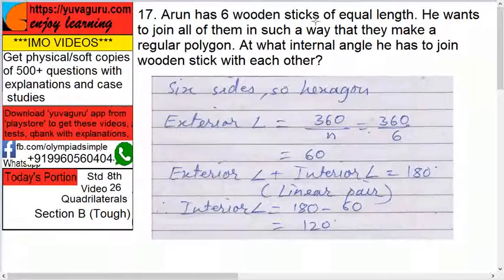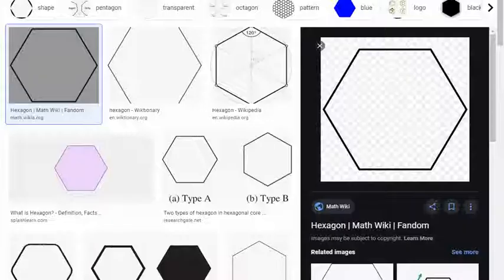Arun has 6 wooden sticks of equal length. He wants to join all of them in such a way that they make a regular polygon. At what internal angle does he have to join the wooden sticks with each other? So basically 6 sticks can be joined. It will be a hexagon. Now we have to find this internal angle.